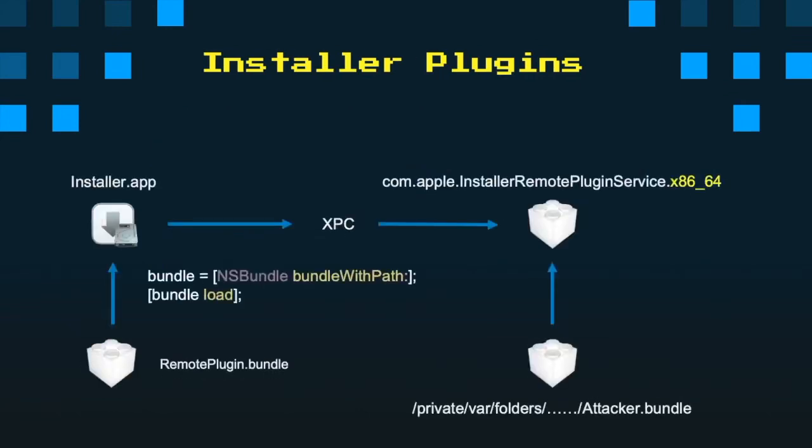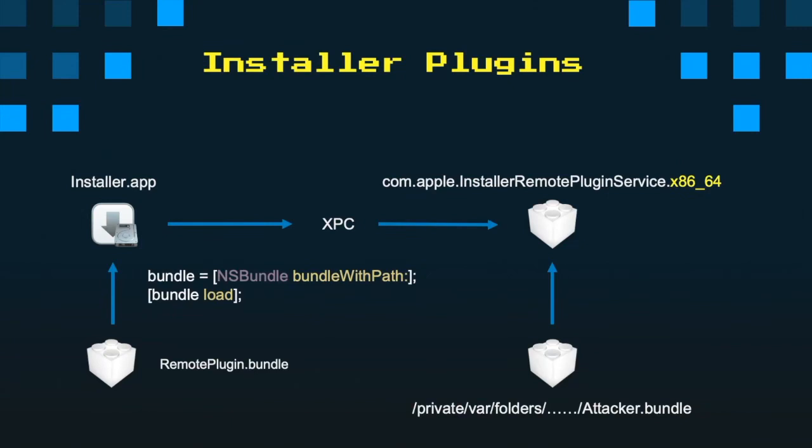So with installer plugins, once the installer app starts up, it actually loads a series of bundles, and there's a bundle that corresponds to each installer pane. So for the introduction, the license, the README, those are actually bundles that are contained within the installer app. And so it goes and loads each of these bundles. There's one specific bundle that is interesting, and that's involved with installer plugins, and that is the remote plugin bundle.